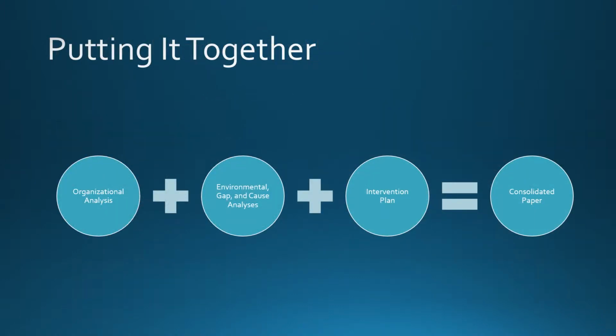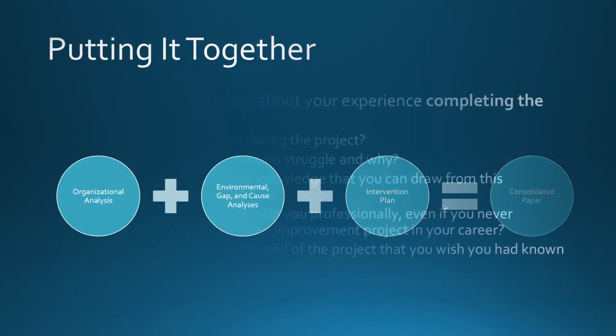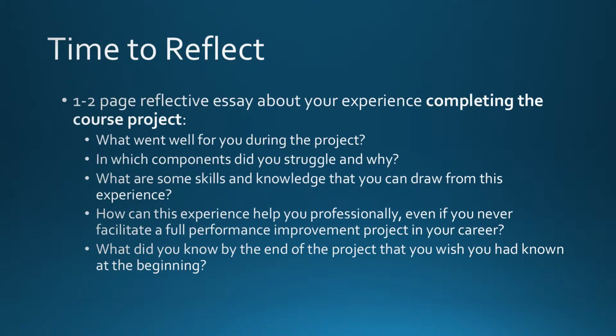The first component of your Module 4 paper will consist of simply putting together your work from the first 3 module discussions into a single paper. You'll then add to the consolidated paper a short personal reflection about what you learned and how you felt about the project and the process.